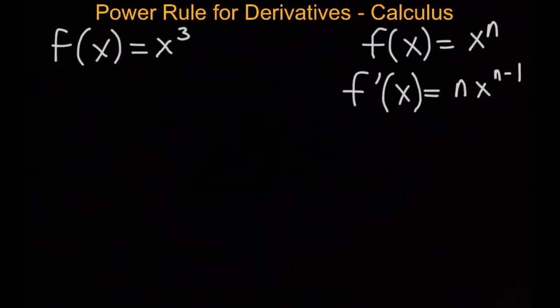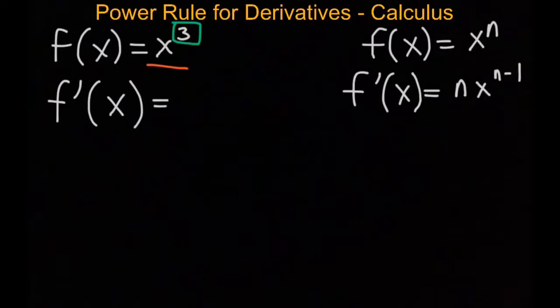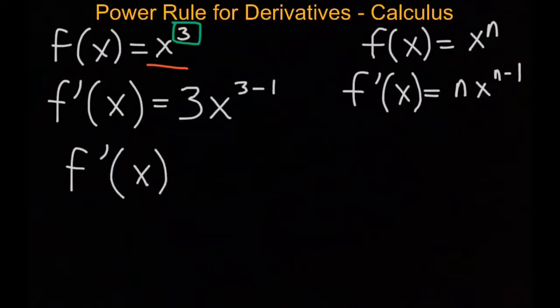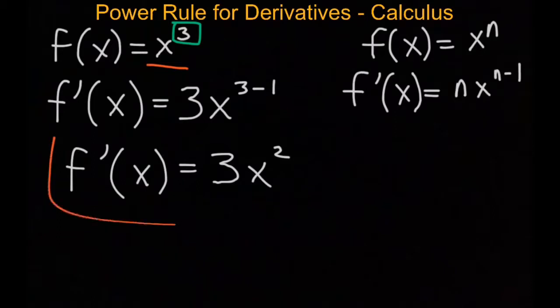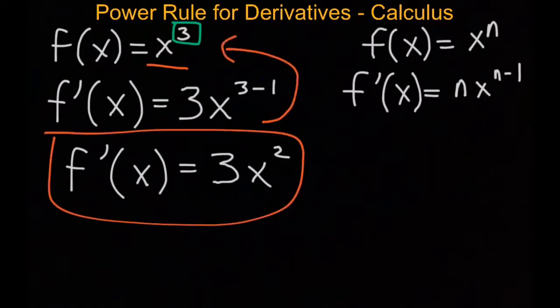So in order to differentiate x to the power of 3, we need to identify our n value. In this case, our n value is 3. So we can differentiate it out like this. f prime of x equals n times x to the power of n minus 1. So n is 3, times x to the power of 3 minus 1. So f prime of x is simply 3x to the power of 2. And this is the derivative of x to the power of 3.